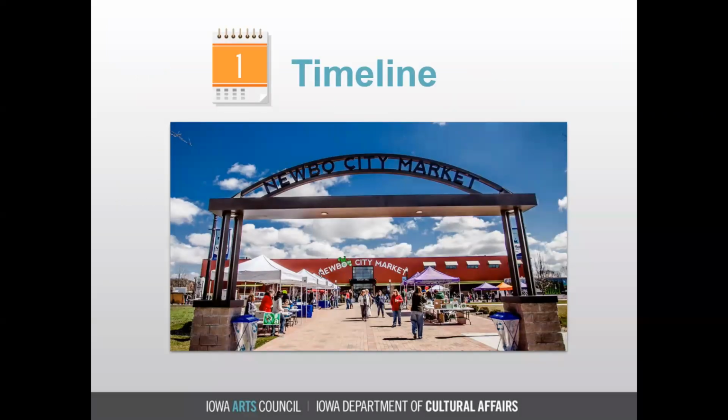Let's start with a look at the application timeline for the Cultural and Entertainment District's designation. This will give you an idea of what to expect in terms of turnaround and communication for the program after application. Please note that all communication is sent via email, so it's important to provide current contact information in all material.